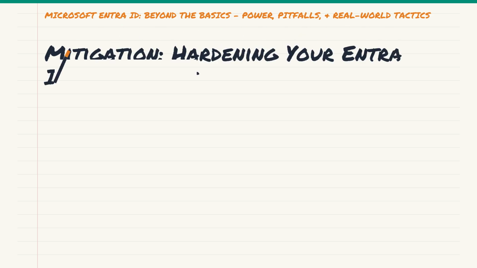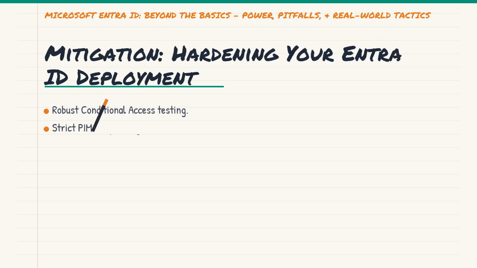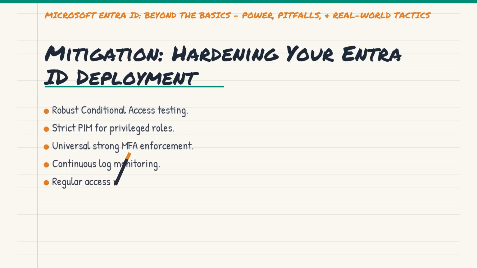So, how do we make sure our Entra ID deployment is secure and resilient? First, impeccable hygiene with your conditional access policies. Test them rigorously, use exclusion groups, and review them regularly. Implement PIM for all privileged roles, no exceptions. Enforce strong MFA for everyone and make sure your MFA methods are secure. Regularly review your Entra ID logs and integrate them with your SIEM.